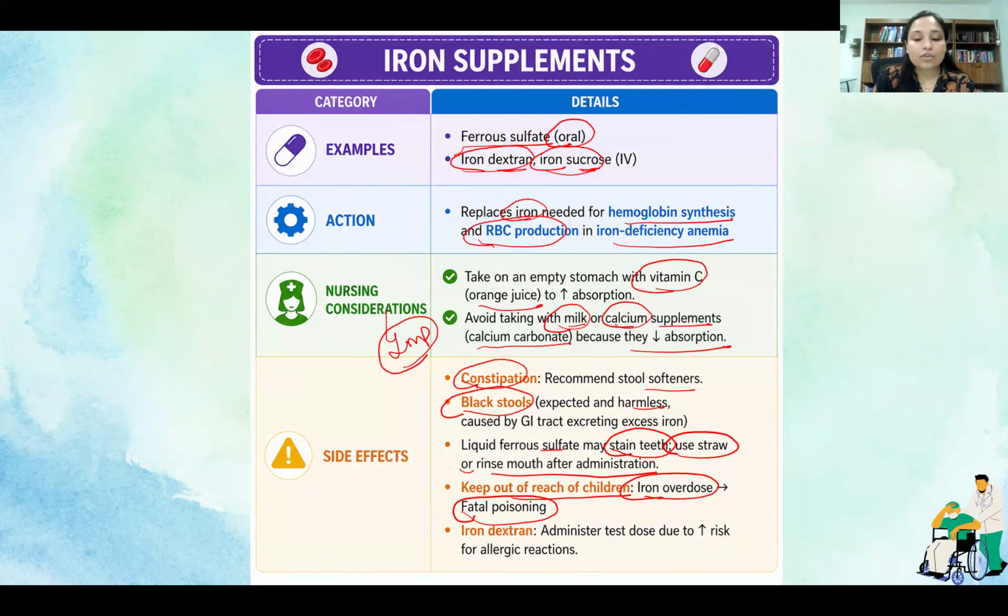Okay, iron dextran, that is IV administered, needs a test dose due to increased risk of allergic reaction. It does happen. I did have one student whose hemoglobin dropped to 7, and the doctor had advised her to take iron supplement IV. So with the first dose, she developed an allergic reaction. So it was changed to something different. But please do remember, with IV iron dextran, there is a higher chance of allergic reaction.